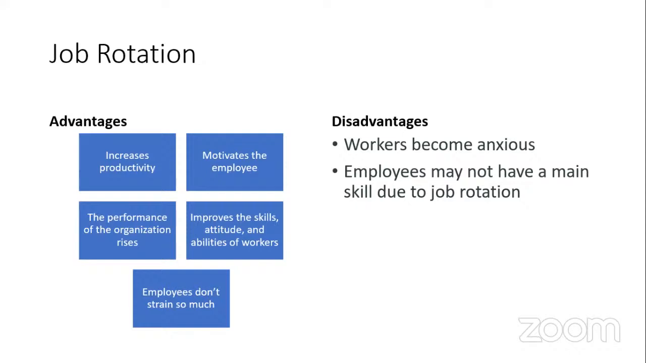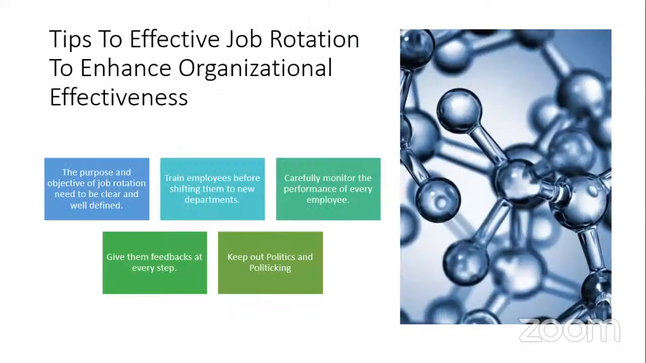But when we look at the advantages, it can be encouraging to do job rotation in a most flexible and better way. So, tips to effective job rotation to enhance organizational effectiveness. The purpose and objective of job rotation need to be clear and well defined as you are putting people in different positions or different departments. The purpose must be clear. It has to be stated out.